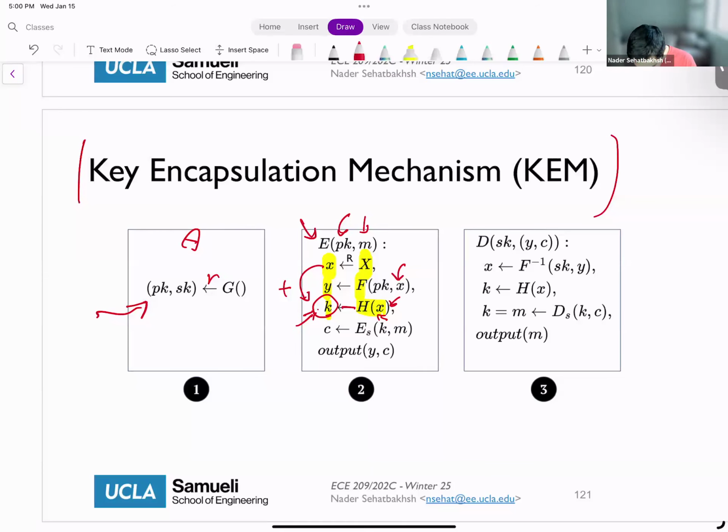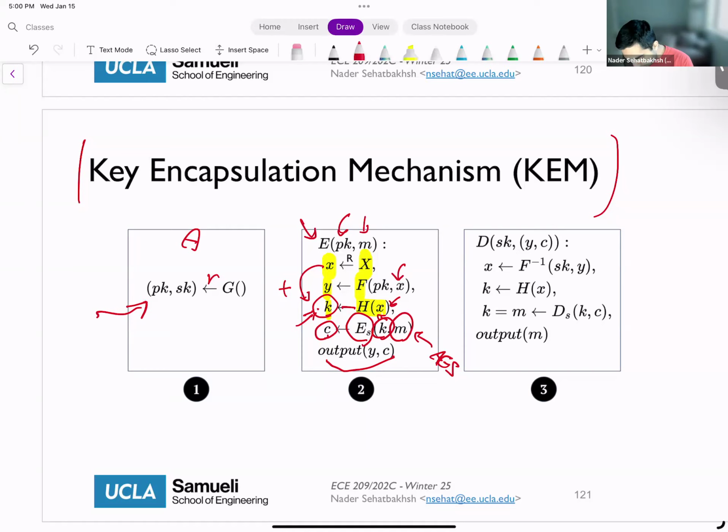So now that I have my k, here's a trick that I'm going to use. Now I'm going to use a symmetric encryption to encrypt M with K, and that would be my ciphertext C. Okay, so this is AES basically. Then I'm going to output Y and C. Y is the ciphertext generated by the trapdoor function. C is the ciphertext generated by the symmetric function.